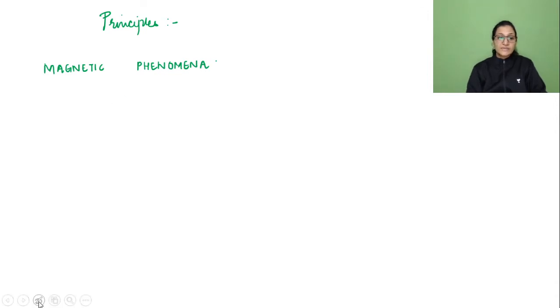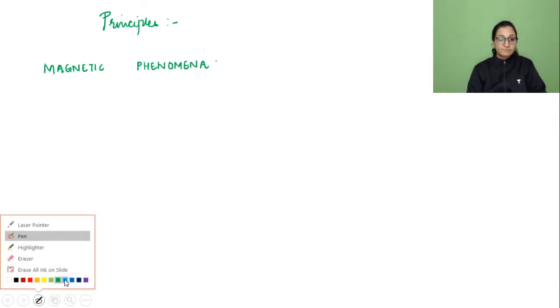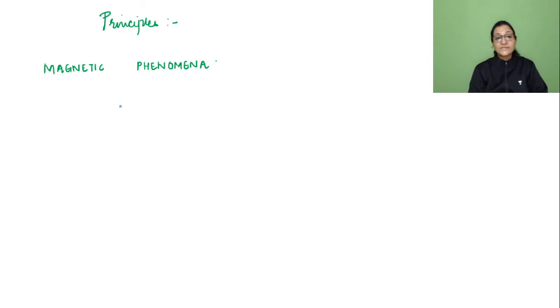So what does magnetic phenomena mean, and what is it actually caused by? It is because of the atomic nuclei. This magnetic phenomena is because of atomic nuclei, and these atomic nuclei work as tiny magnets.